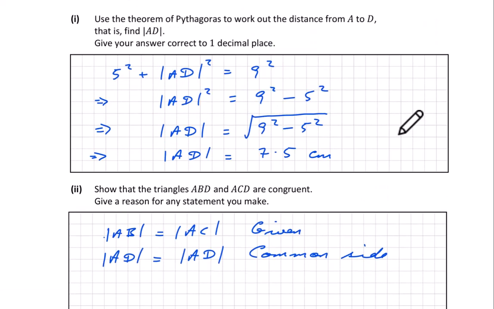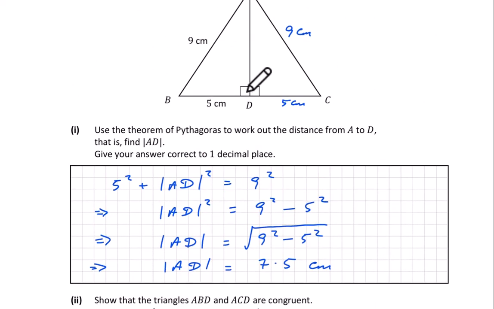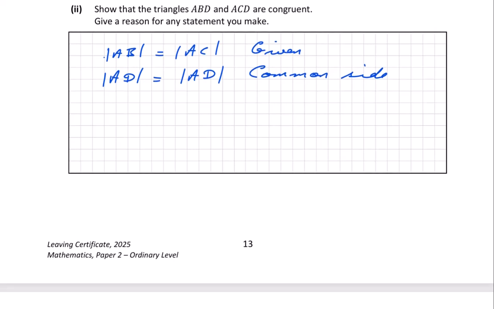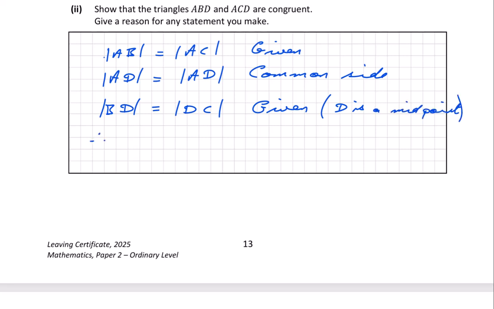And then finally we can say that the 2 bottom parts here, this edge here and this edge here, are both the same. We're given that in the question as well. So BD is equal to DC. Again, we're given that in the question. We're told that D is a midpoint. So therefore we can say that triangle ABD is congruent to triangle ACD by SSS. And that's it for this question.